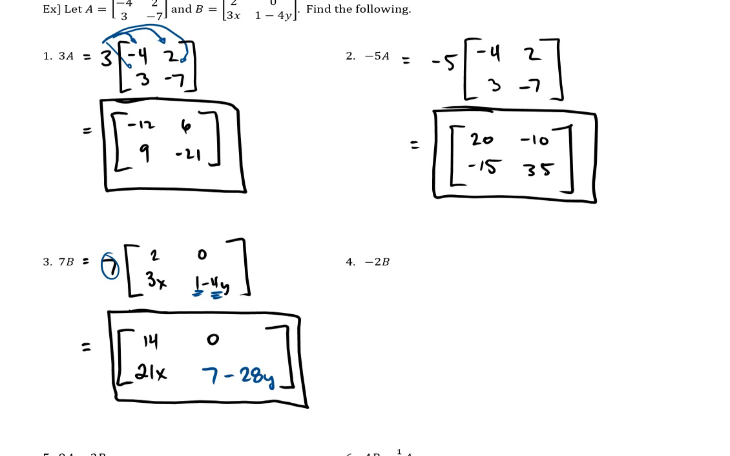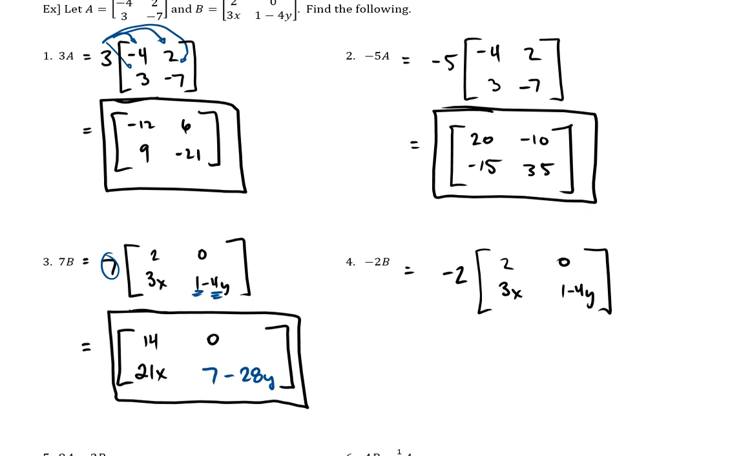Okay, so that's the one thing we have to be careful of with some of these scalar multiplying a matrix. Just make sure it does multiply every part. All right, so number 4, negative 2 is hanging out. And then B, let's just make sure to write it. So 2, 0, 3x, 1 minus 4y.